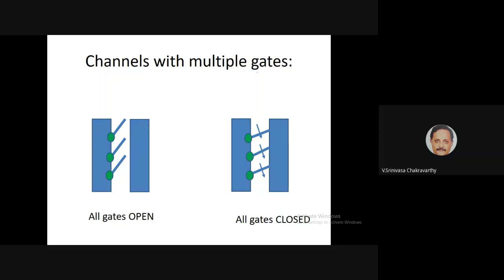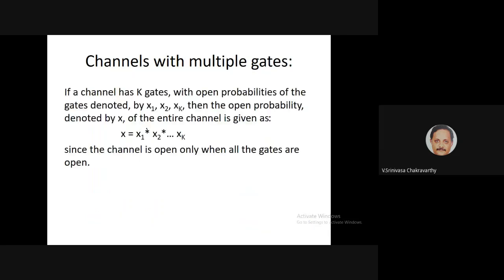Whatever we described until now as open-close dynamics of the whole channel, we now apply to a single gate. And in terms of the open-close dynamics of the gate, we'll try to construct the open-close dynamics of the entire channel. So this is the next step, which is slightly subtle, but let me know if you have any doubts.